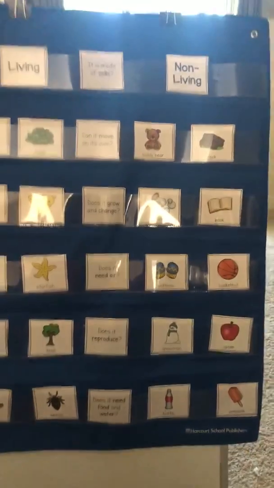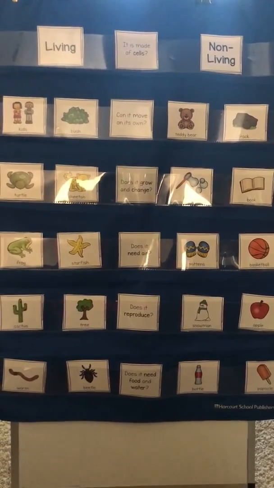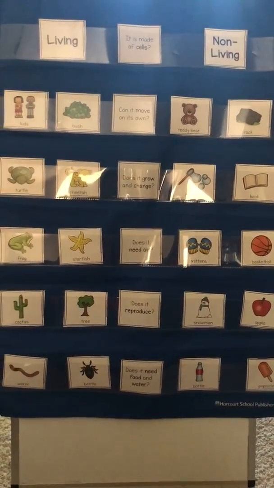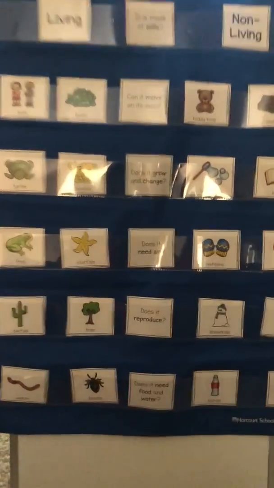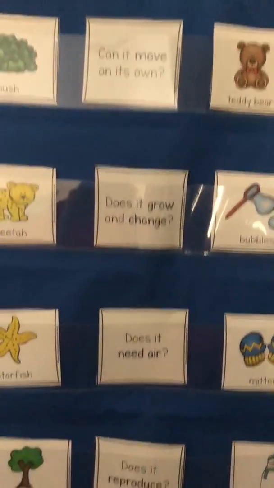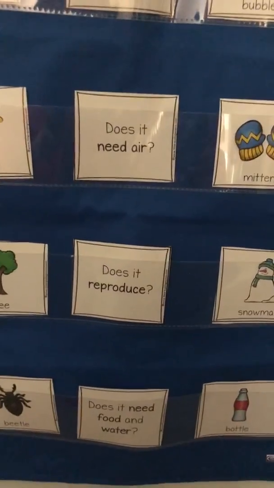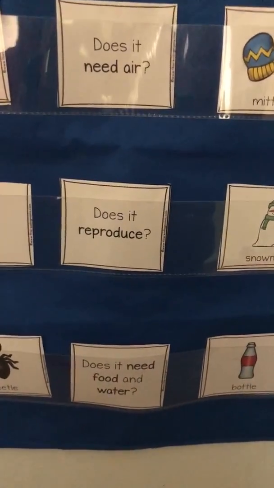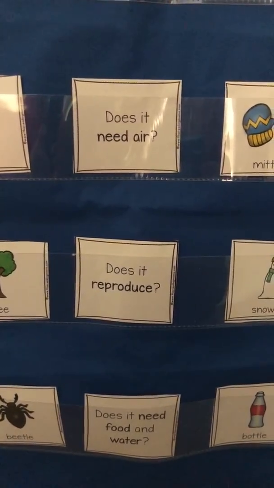So we have finished our chart. We have separated everything into non-living and living. Hopefully you have followed along and made some guesses and thought about these questions you have to ask. Can it move on its own? Does it grow or change? Does it need air? Does it reproduce or make more of itself? And does it need food or water? These are the things you need to ask if you're deciding whether something is living or non-living.